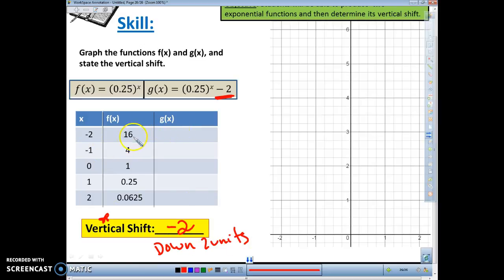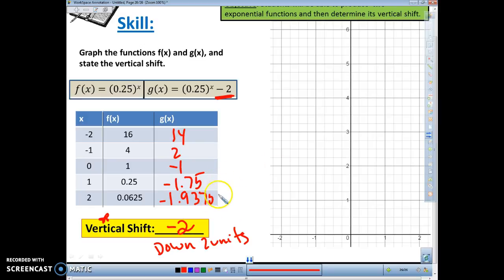So for negative 2, if I plug that into my function, I get 16. This means I have 16 minus 2, that is 14. 4 minus 2, that's 2. 1 minus 2, negative 1. 0.25, take away 2 is going to be negative 1.75. And then here, 0.0625, take away 2, you get negative 1.9375.